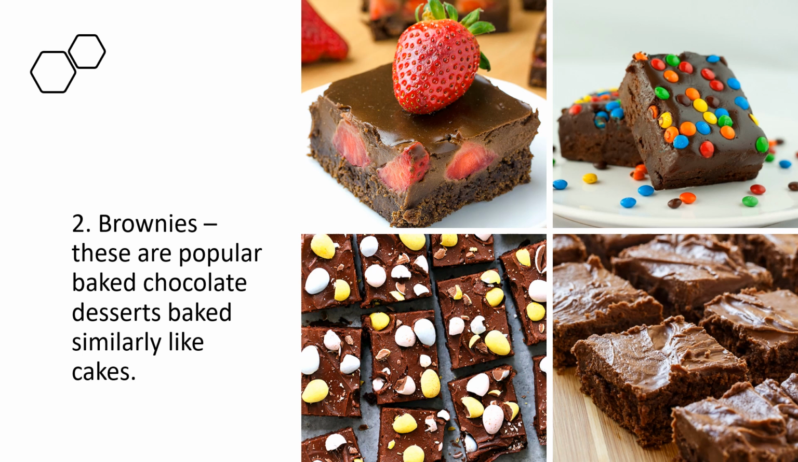Brownies goes well with hot beverages such as coffee, tea, or milk. At ang brownies ay meron siyang iba't ibang categories. Merong cakey, fudgy, and chewy. Yung cakey brownies are light, moist, and airy, and it has a slightly fluffy cake-like interior. While fudgy and chewy brownies are moist, dense, and gooey with almost the texture of a fudge but not quite as compact. So they are popular baked chocolate desserts baked similarly like cakes.